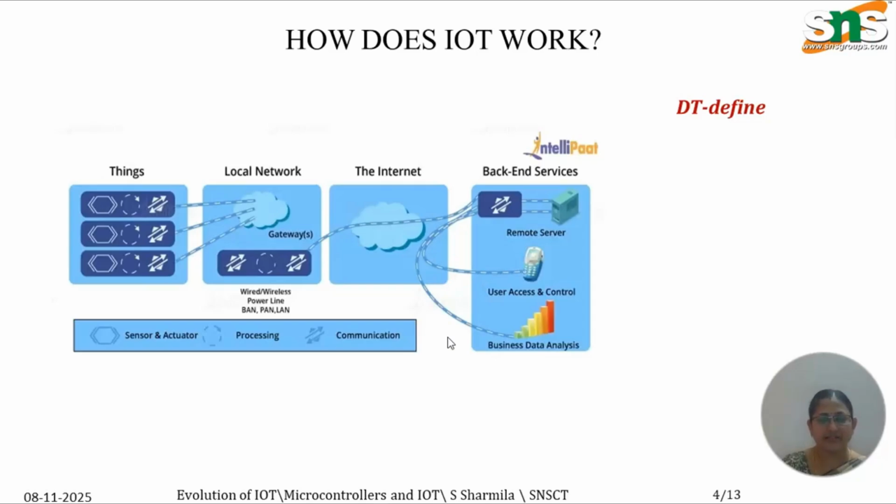The last one is the action part. Based on this data, the system takes automated actions or alerts the user for decision making. So this cycle enables real-time monitoring, automation and intelligent decision making.